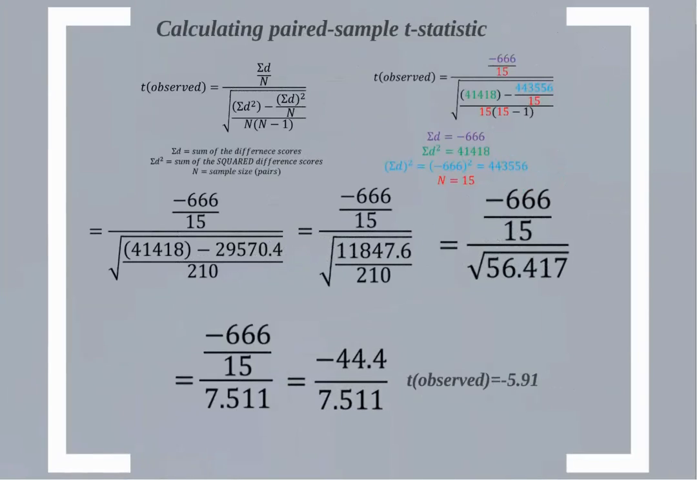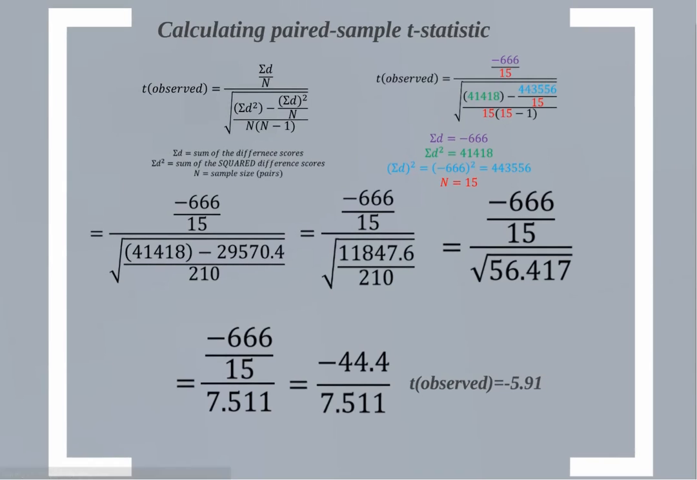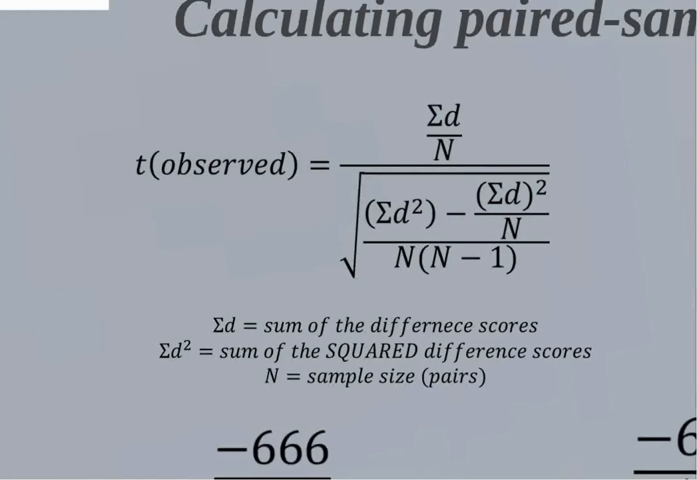So now that we have our sum of the difference scores and our sum of the squared difference scores, we can start plugging those numbers into our formula. Here's the formula just as a reminder. Sigma d is the sum of the difference scores. Sigma d squared is the sum of the squared difference scores. And n, of course, is sample size, and that's the number of pairs, not each score.